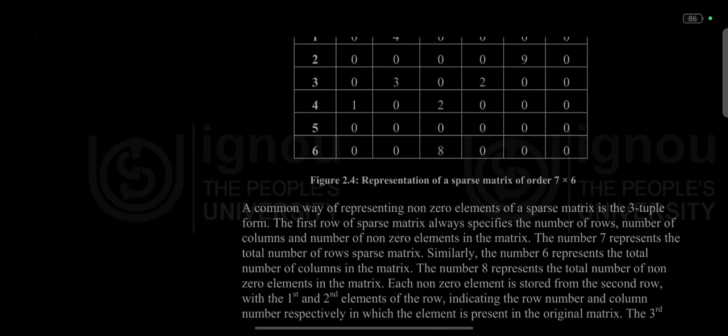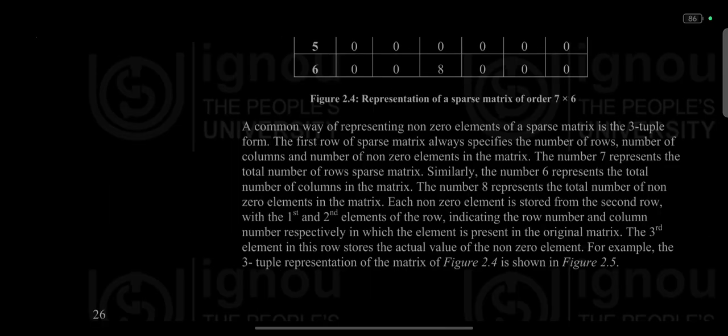A common way of representing non-zero elements of a sparse matrix is the three-tuple form. The first row of the sparse matrix always specifies the number of rows, number of columns, and number of non-zero elements in the matrix. Number 7 represents the total number of rows in the sparse matrix. Similarly, the number 6 represents the total number of columns in the matrix. The number 8 represents the total number of non-zero elements in the matrix.